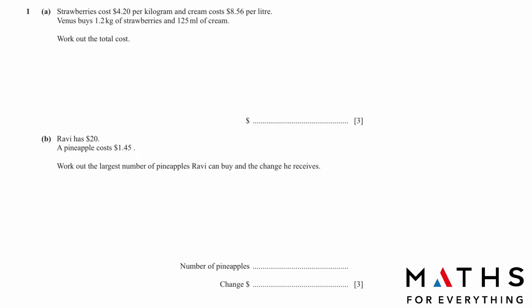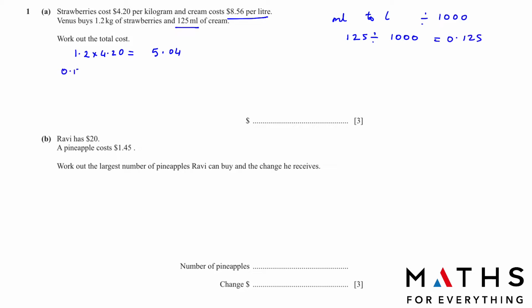To find the cost of strawberries, we will just do 1.2 multiplied by 4.2, which is $5.04. To find the cost of cream, we have been given the unit milliliter and the cost has been given in liter. So what you need to do is convert your milliliter to liter. To convert milliliter to liter, we divide by 1000. So 125 divided by 1000 will give us 0.125.